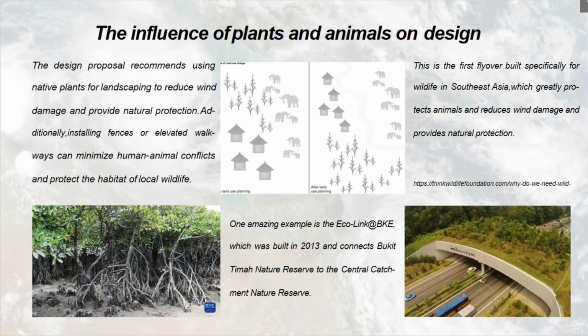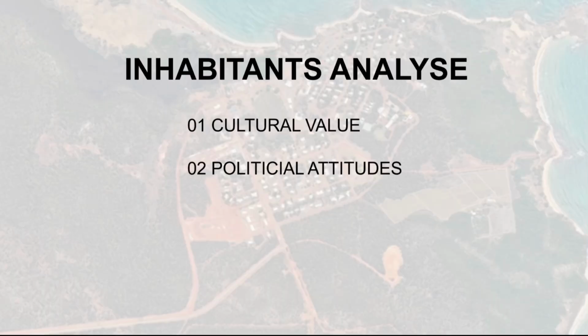These measures not only enhance the ecological environment, but also increase community safety and resilience during natural disasters. An example is the Eco-Link at BKE, a wildlife overpass built in Southeast Asia, which protects animals while reducing wind damage and providing a natural barrier. In this part, I will discuss the habitats in Yirrkala.